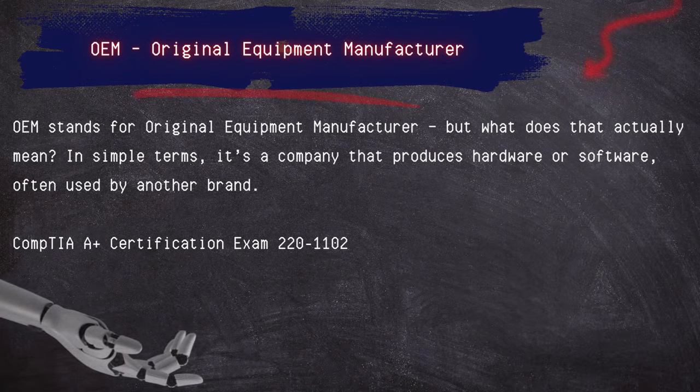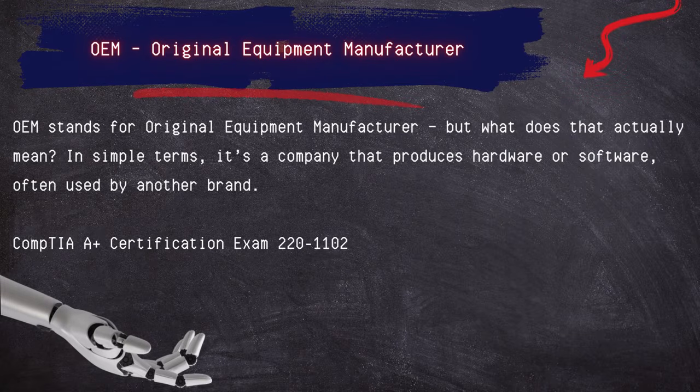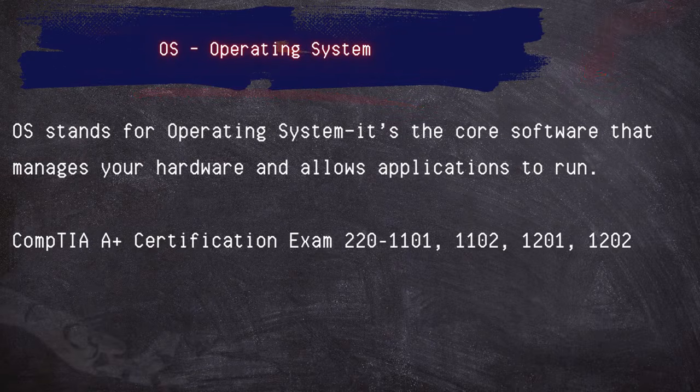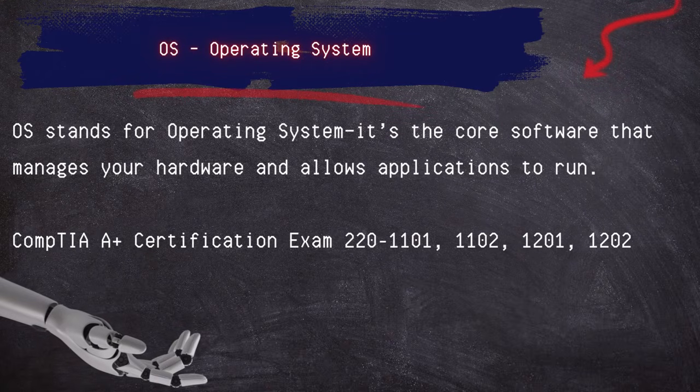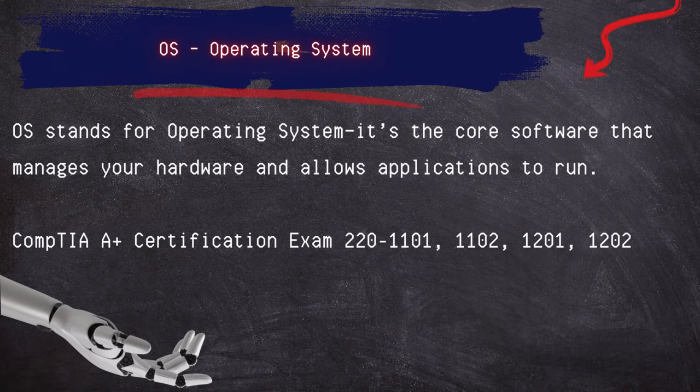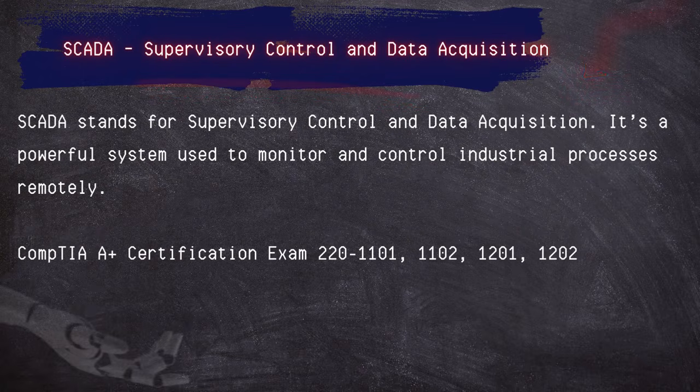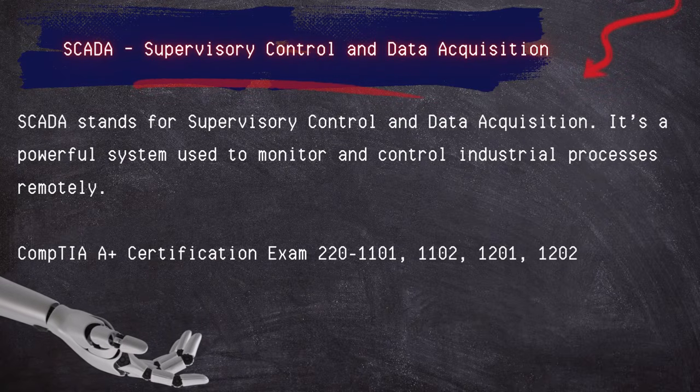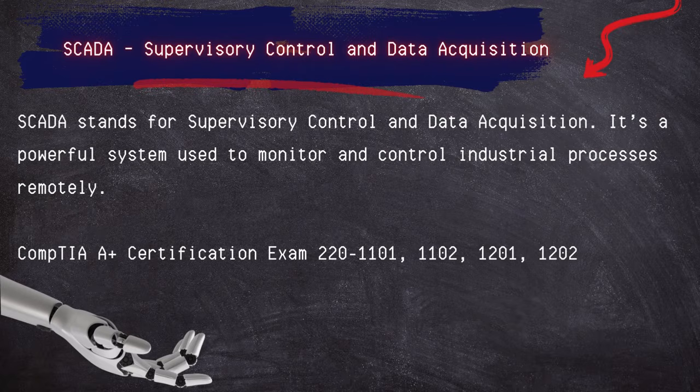OEM, Original Equipment Manufacturer. But what does that actually mean? Now, in simple terms, it's a company that produces hardware and software, often used by another brand. OS, or Operating System. It is the core software that manages your hardware and allows applications to run. SCADA, Supervisory Control and Data Acquisition. It is a powerful system used to monitor and control industrial processes remotely.